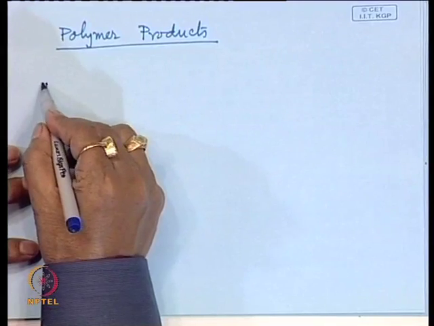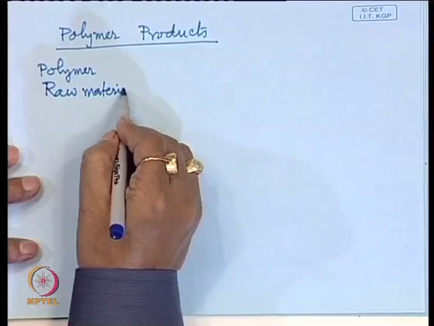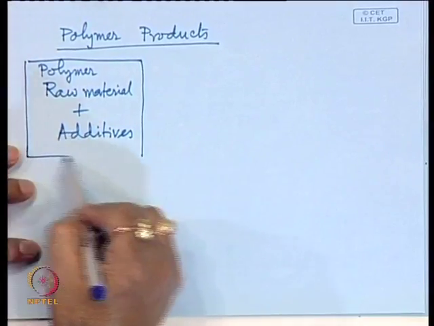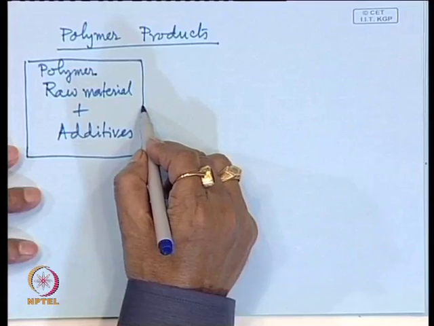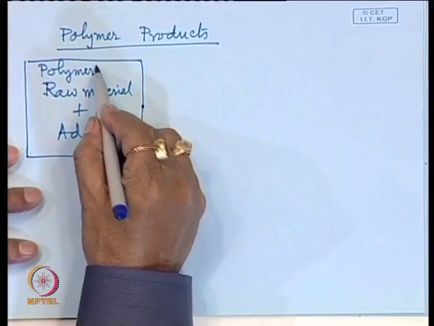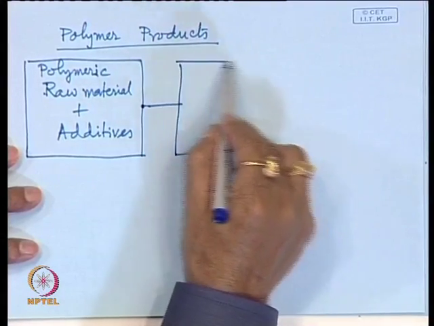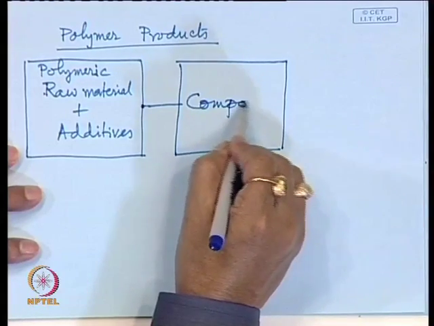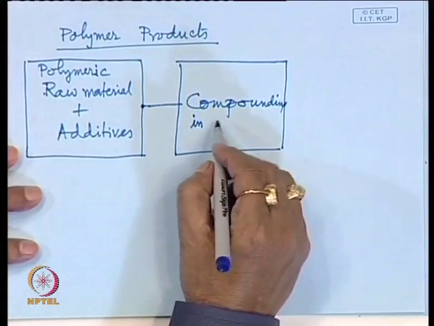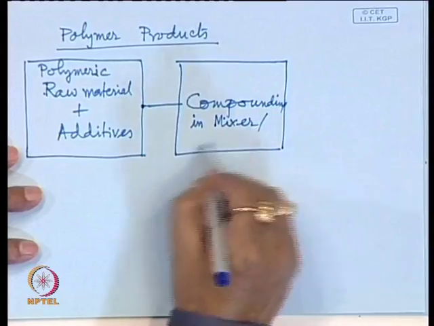So, if we start with, say, raw materials: polymer raw materials plus additives, rather you write polymeric raw material plus additives, then we go through compounding in a mixer or blender.